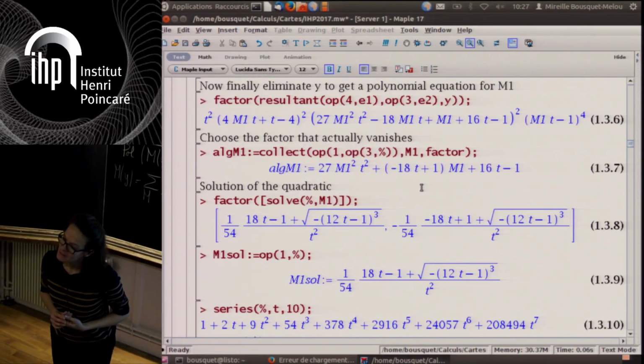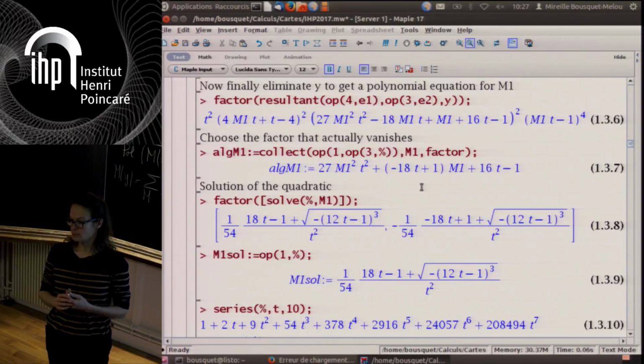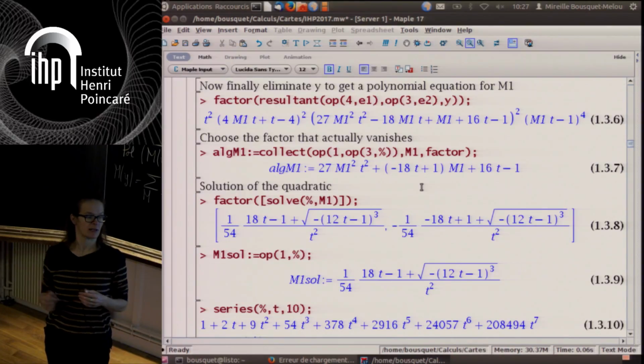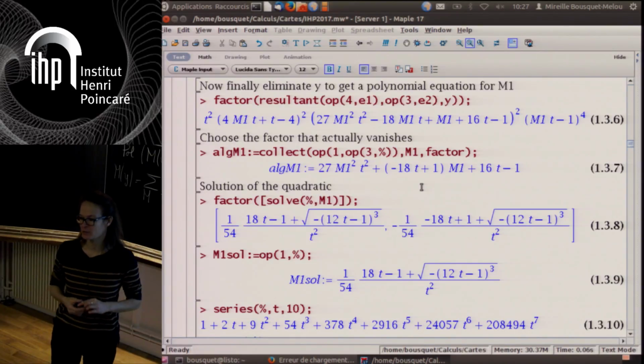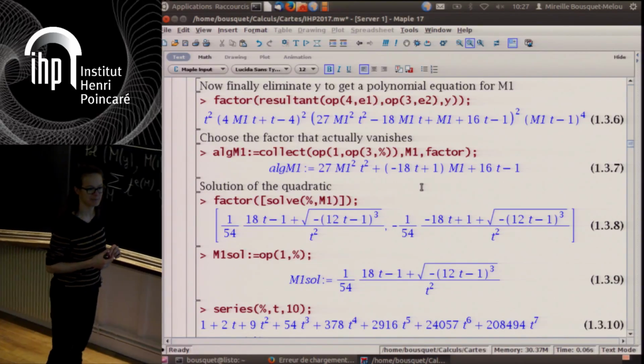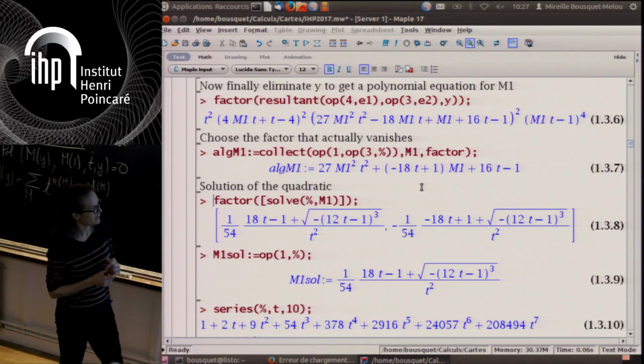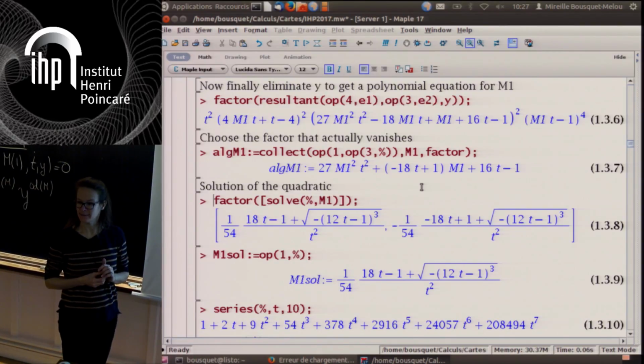Sorry? No, not necessarily, but given that you can compute the first coefficient of M1, you can always, if you compute them far enough, decide which one actually cancels. Are there more questions here?